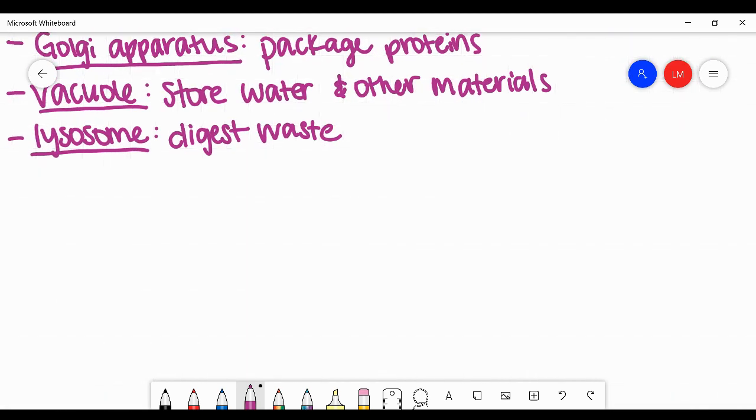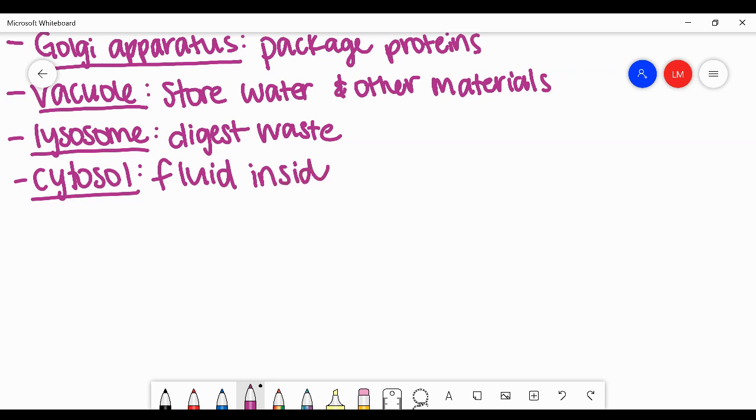And finally, all cells ever in the world have cytosol. Cytosol is the fluid inside, where all of the many things that are inside the cell are suspended.